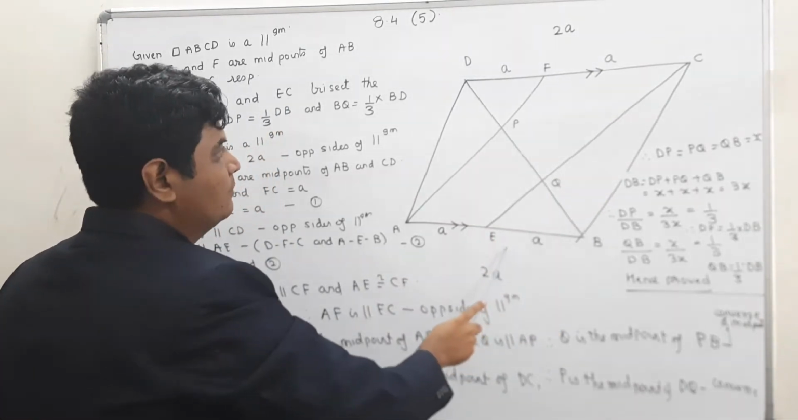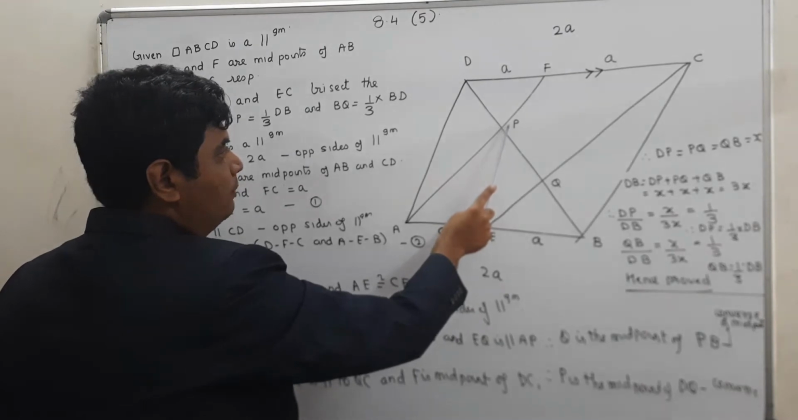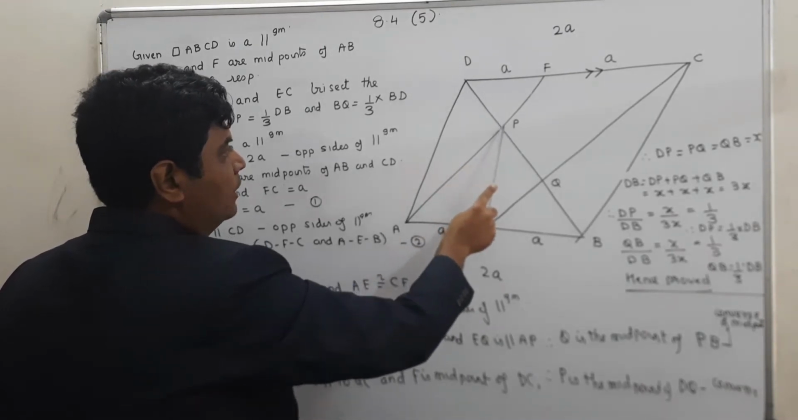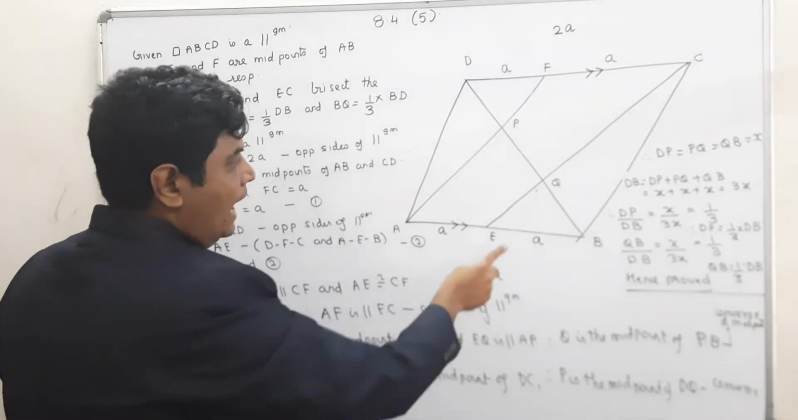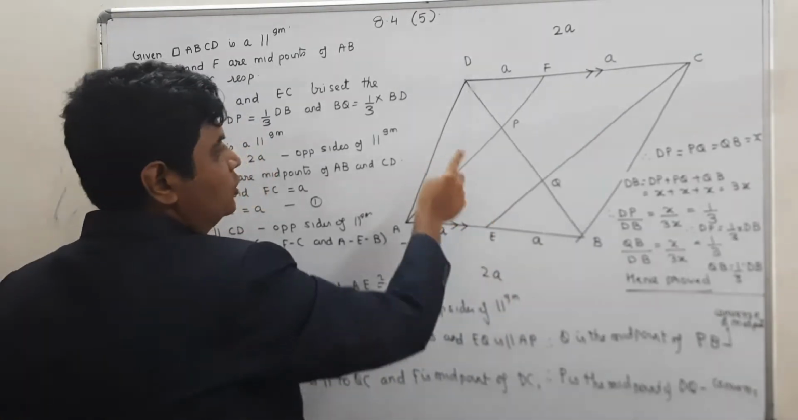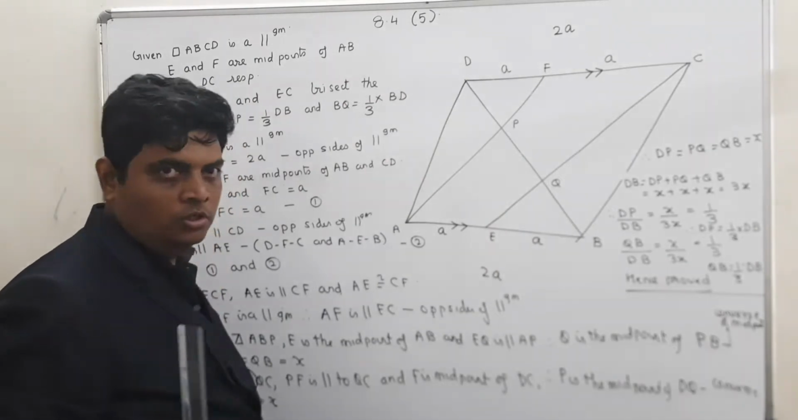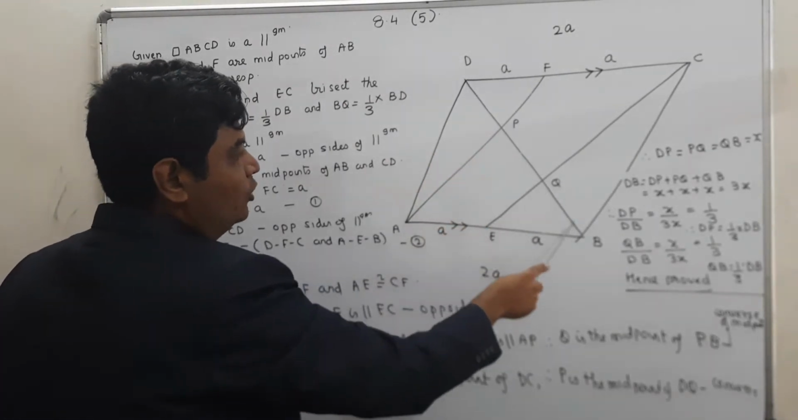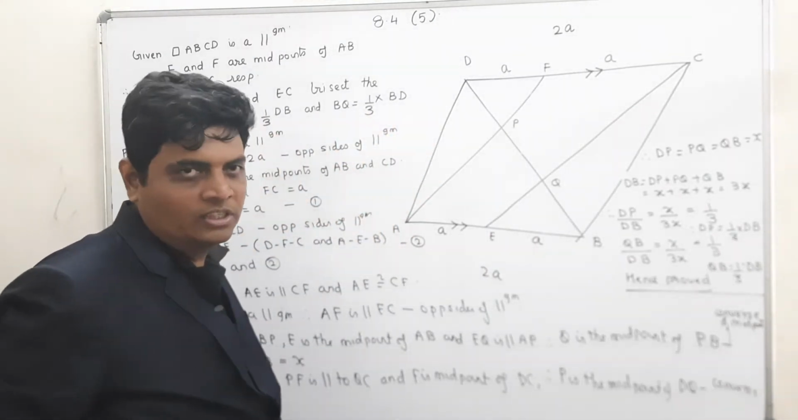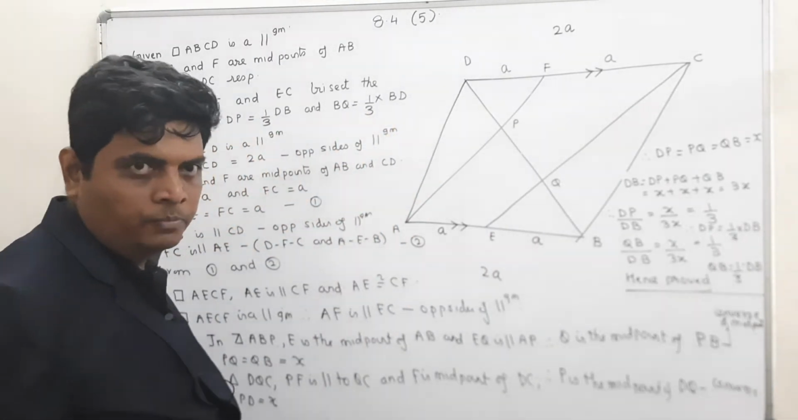What does trisection mean? If this point P is there, then DP upon DB should be equal to 1 upon 3 and QB upon BD should be equal to 1 upon 3. So you have to prove this part is equal to this part is equal to this part. That is the meaning of trisection. All the three parts are equal.